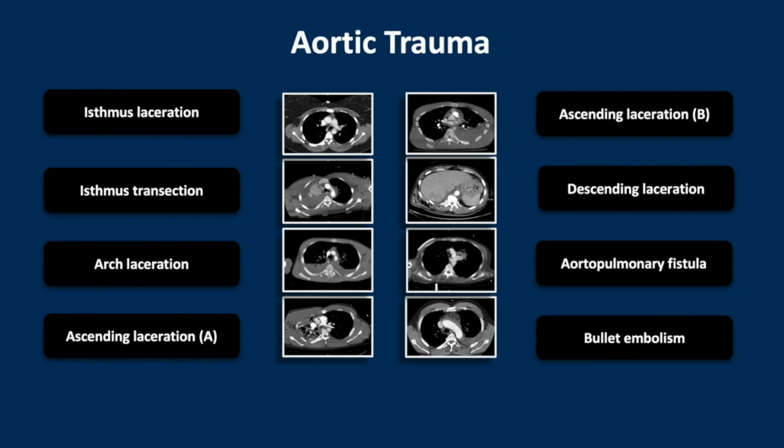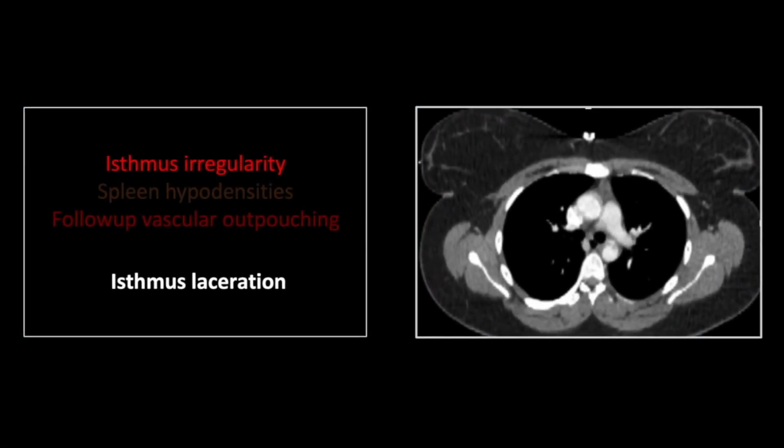Our topic for this session is aortic trauma. Our first case, an aortic isthmus laceration. You see it here, this irregular contour abnormality in the isthmus region right at the juncture of the posterior aortic arch and descending thoracic aorta. This, of course, is the most common location for a blunt trauma aortic laceration.